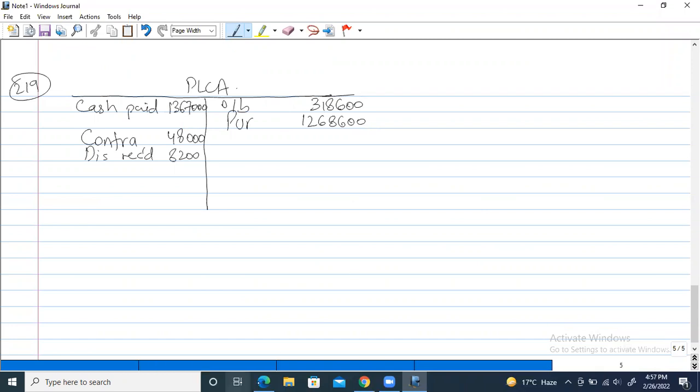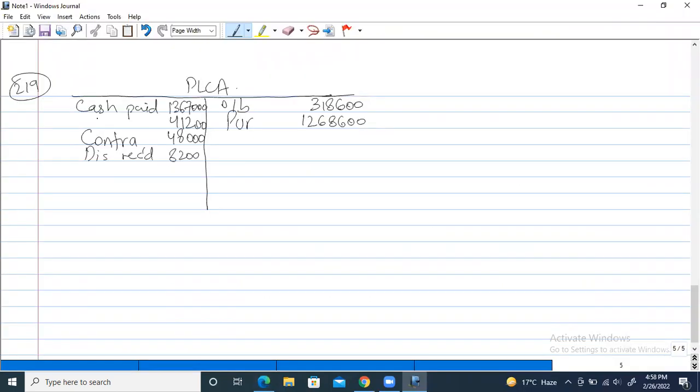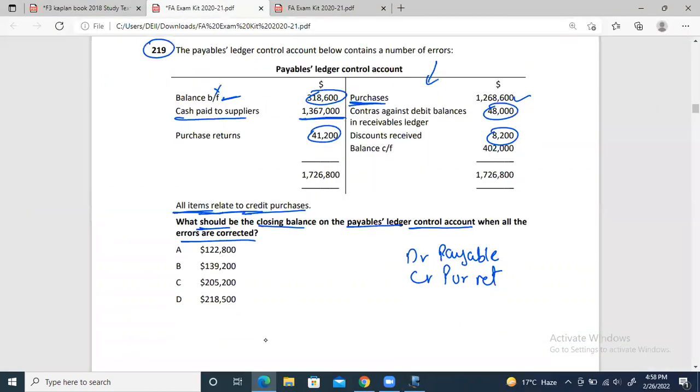And apart from that, the purchase returns. For purchase returns, what we do is we credit purchase returns and debit payables. We write it on the debit side of payables. So 41,200, this is the purchase return. Just to remember one thing for the purchase return: originally we debit the purchases and we credit the payables. So now we have to debit the payables and credit the purchase returns. Exactly, so it's the opposite entry from the actual purchase.